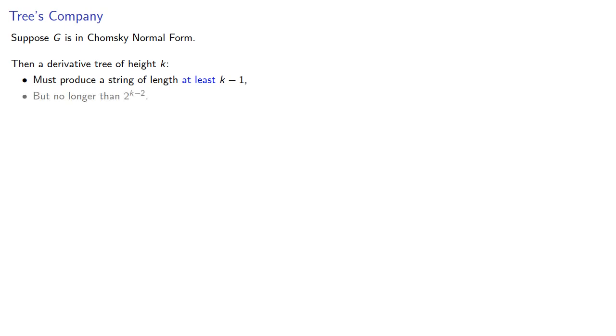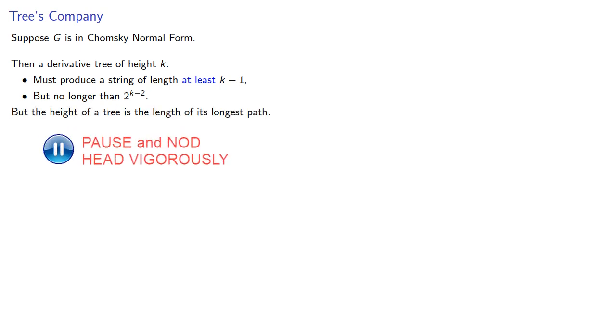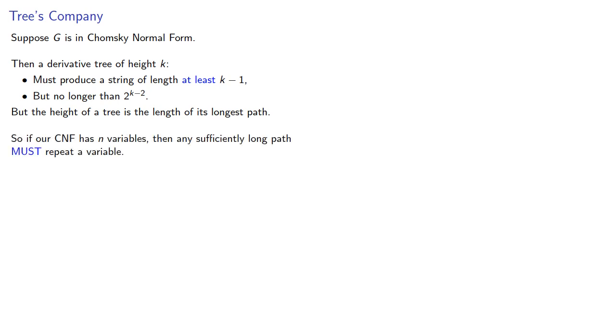Suppose a grammar is in Chomsky normal form. Then a derivation tree of height k must produce a string of length at least k minus 1, but no longer than 2 to the power k minus 2. But the height of a tree is the length of its longest path. So if our Chomsky normal form has n variables, then any sufficiently long path must repeat a variable. This suggests we can find a pumping lemma for context-free grammars.